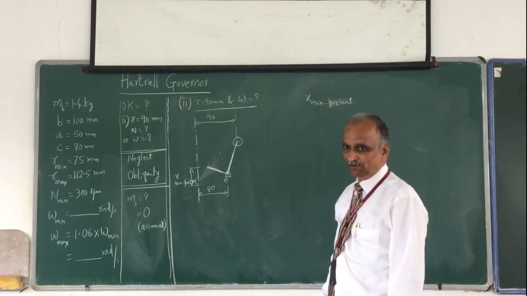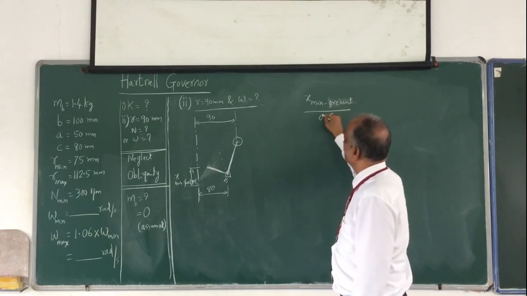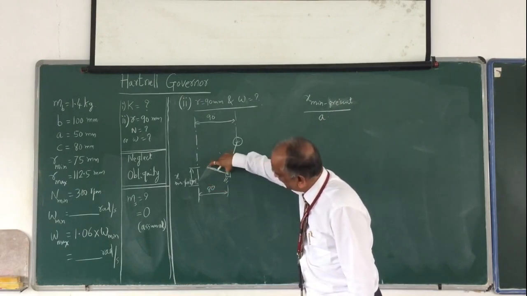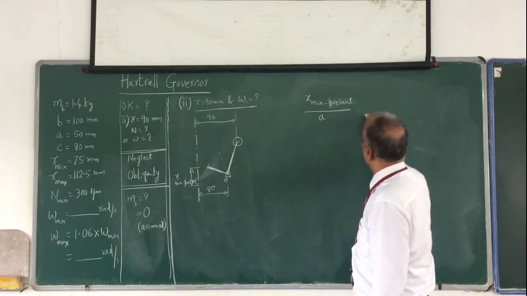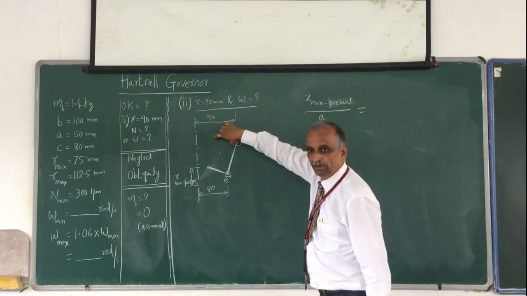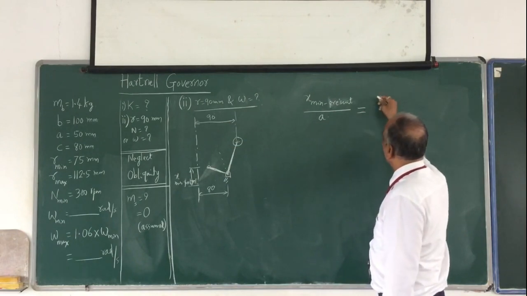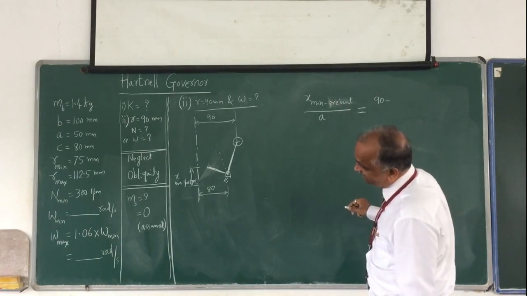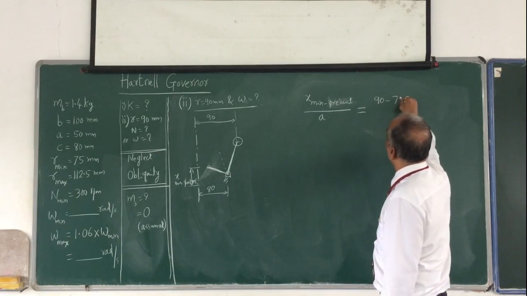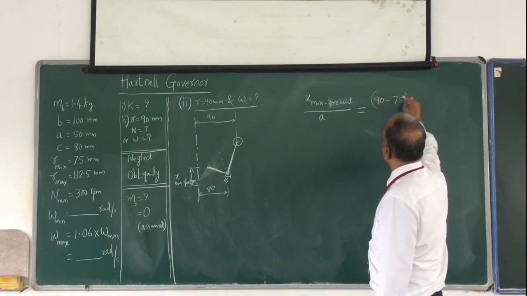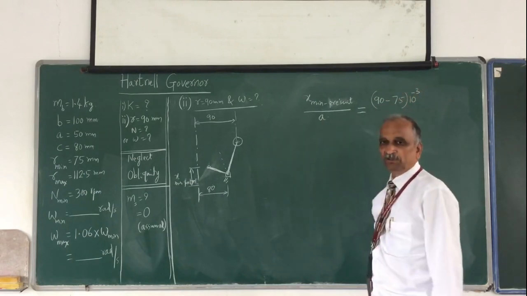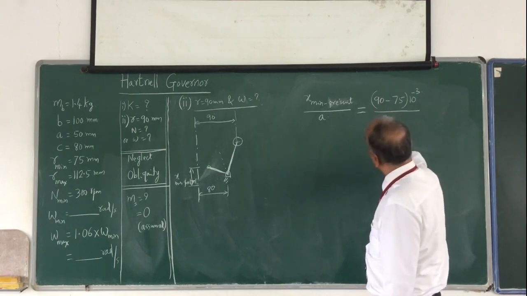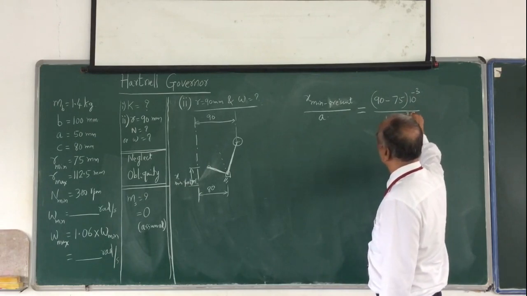What is the present position of the sleeve? Divided by A. So make use of this. X min to present position divided by this arm, that is A, is equal to R present, that is 90, minus R minimum. What is R minimum? R minimum is 75. Please remember 90 minus 75. If you want it in meters, you can have 10 raised to minus 3, divided by, sorry, not A, B. That is B is 100 into 10 raised to minus 3.